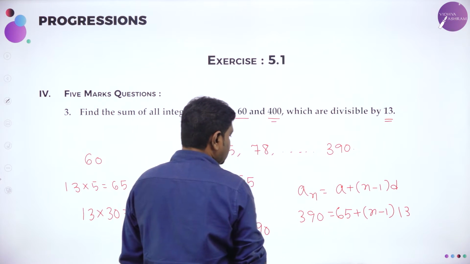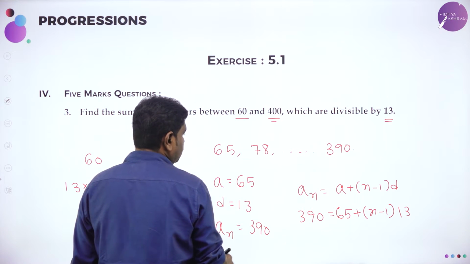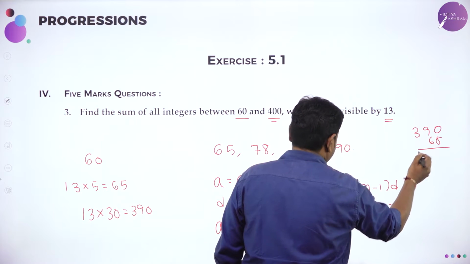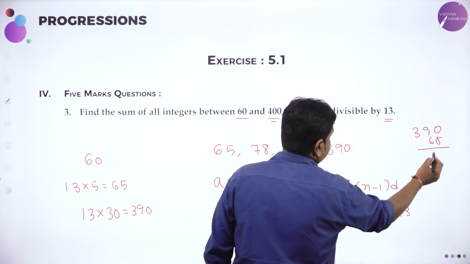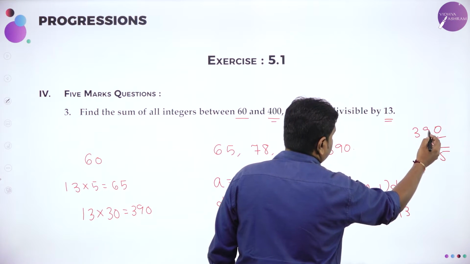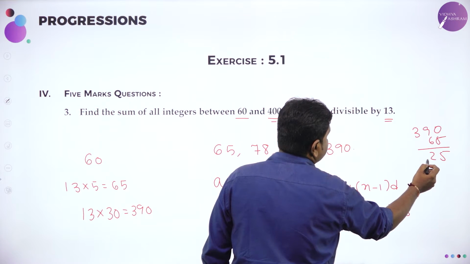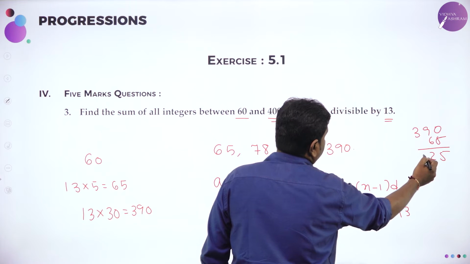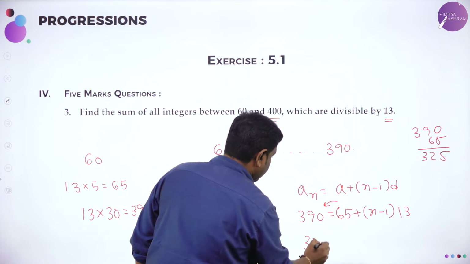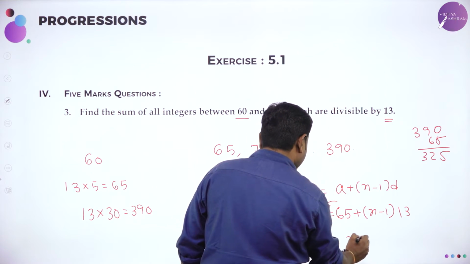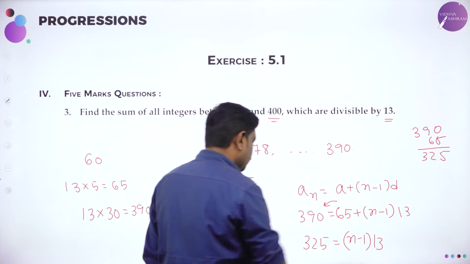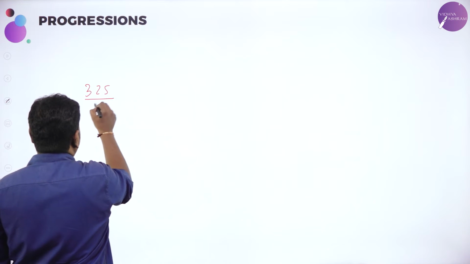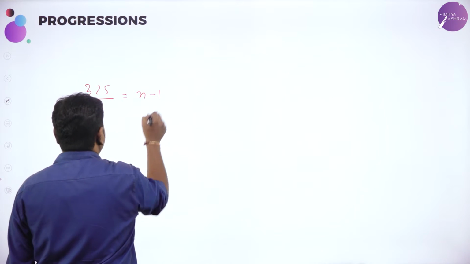So 390 minus 65. If you transfer this to LHS, 10 minus 5 is 5, 8 minus 6 is 2, and 3, so 325. So 325 is equal to n minus 1 into 13. Bring 13 to LHS. So 325 divided by 13 is equal to n minus 1.